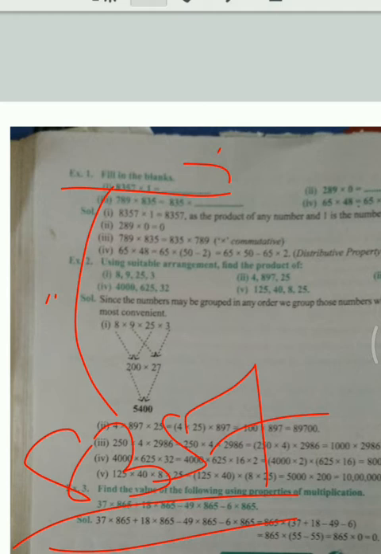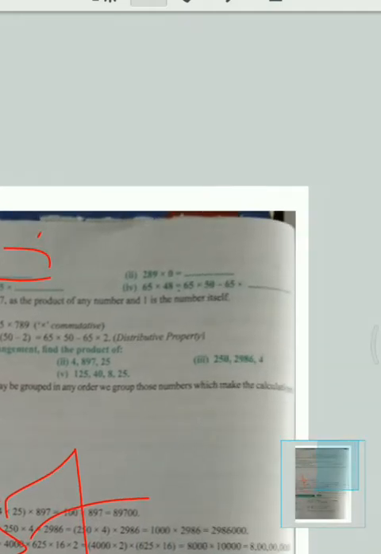If you multiply 0 with any number, the answer will always be 0. You know that very well, no need to say it again and again. Then part 3: 789 into 835 is equal to 835 into what? 835 is given, student. What will be the next number? Obviously 789. It's a very simple one.